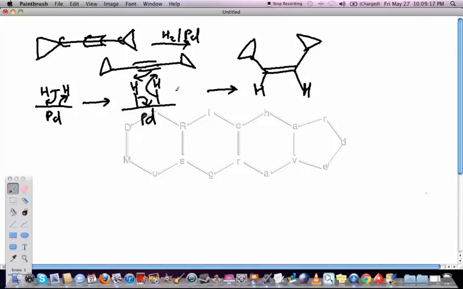The reason I know this is cis is because the hydrogen's added to the same side of the double bond. And this will be important later when we want to make these things. We can find a way to do that using a similar system. Now we've still got the palladium, we've still got the hydrogen.